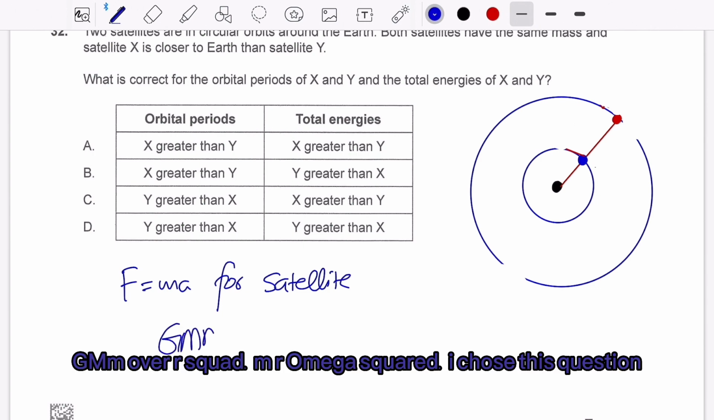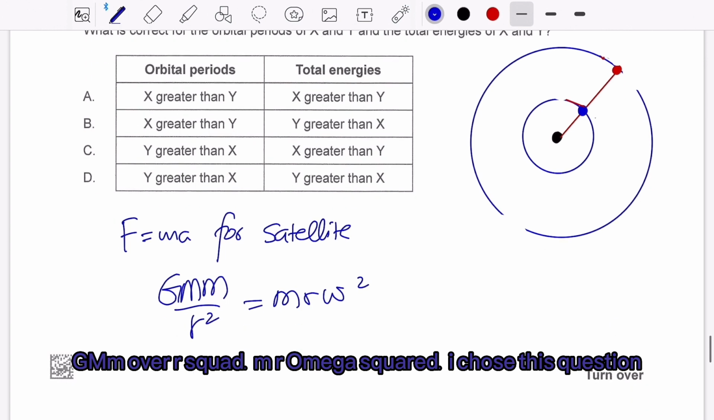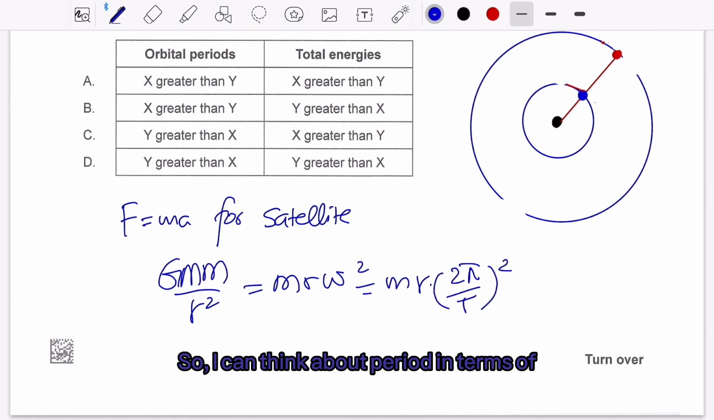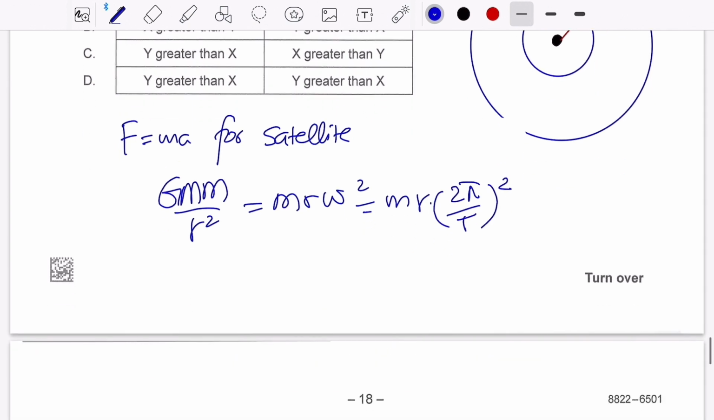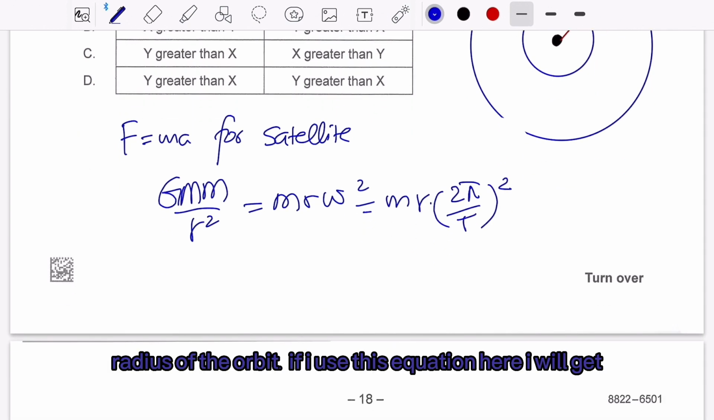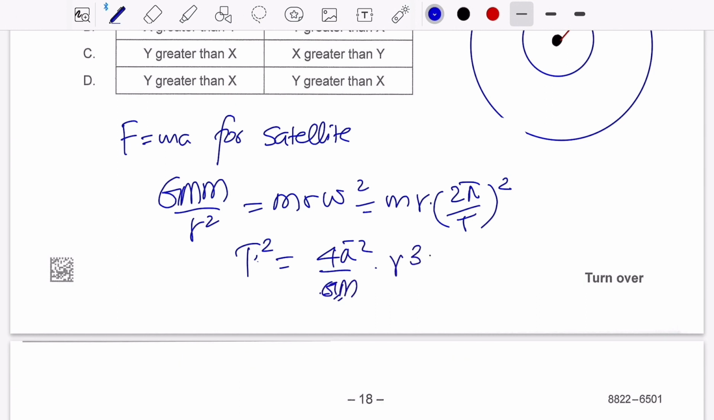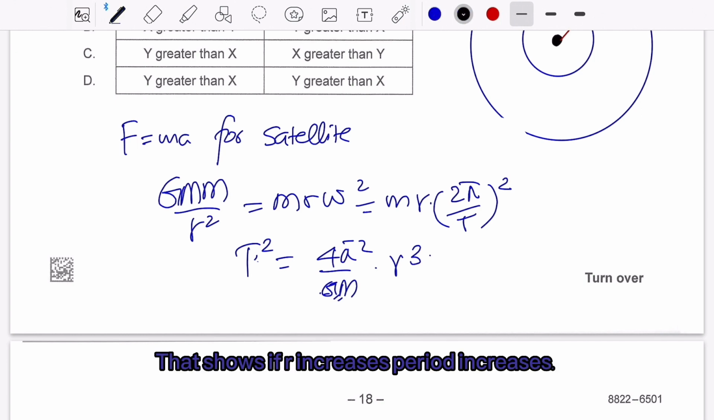G M over R squared equals M R omega squared. I chose this equation because omega is 2 pi over T, so I can think about period in terms of the radius of the orbit. Here I will get T squared equals 4 pi squared over G M times R cubed. All are constants, but more importantly R to the power of 3. That shows if R increases, period increases.